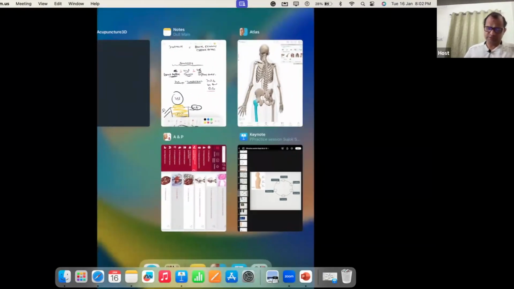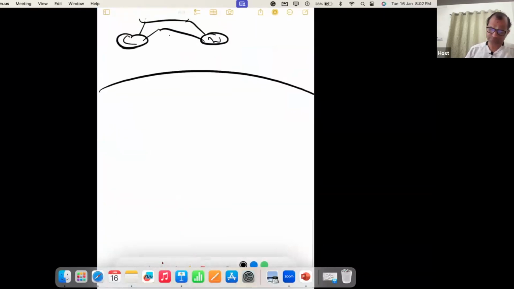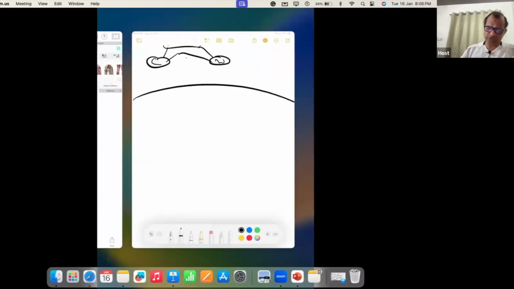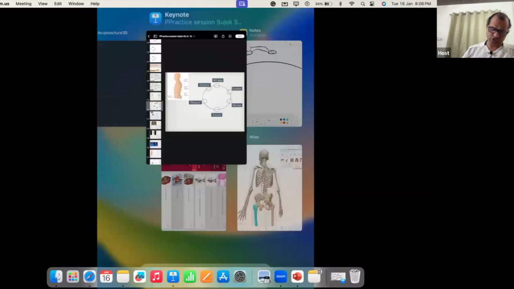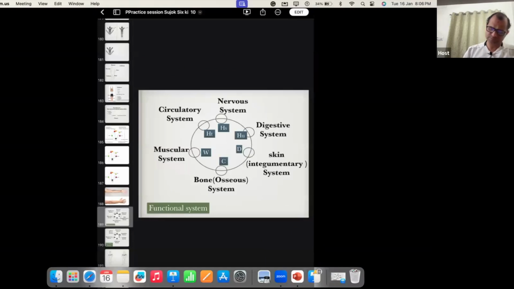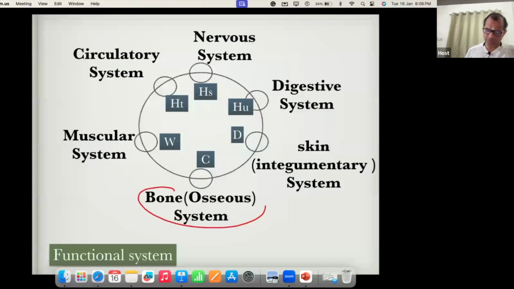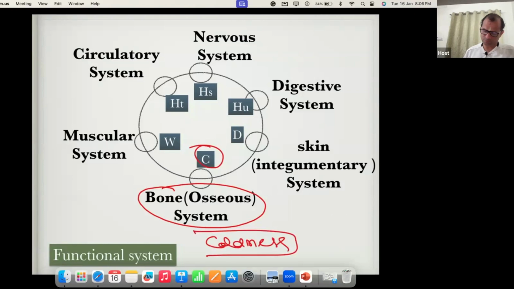So again, let's start from here. First, I will do the selection as per this classification. What is this classification? I want to do the treatment of the bone system, which is coldness. So first I will select the coldness, C.